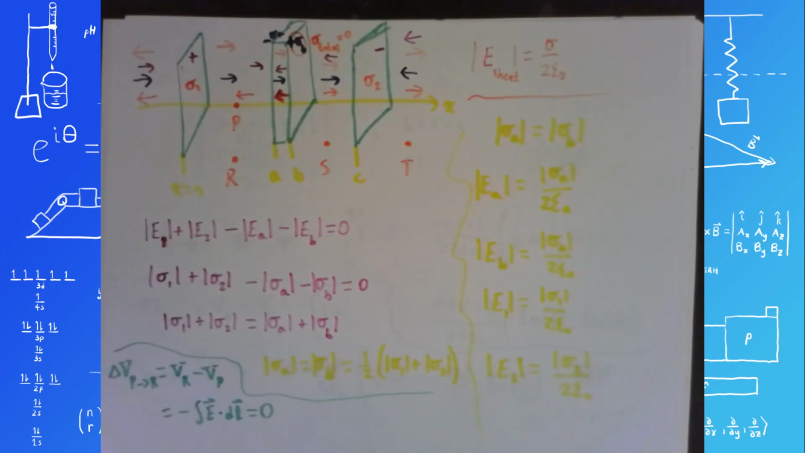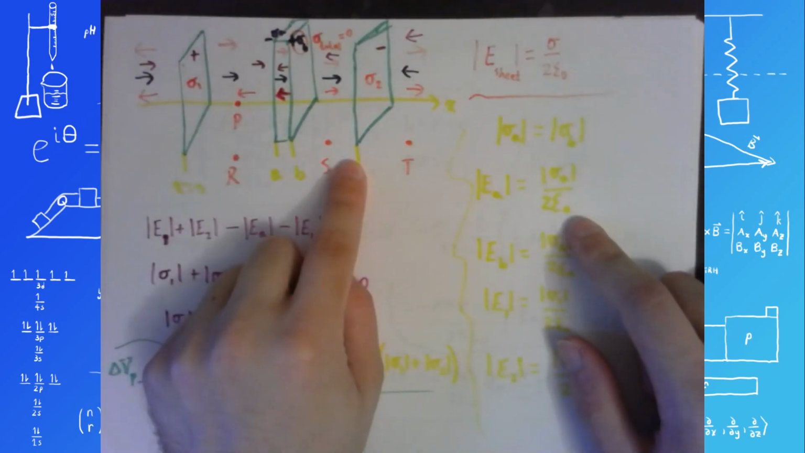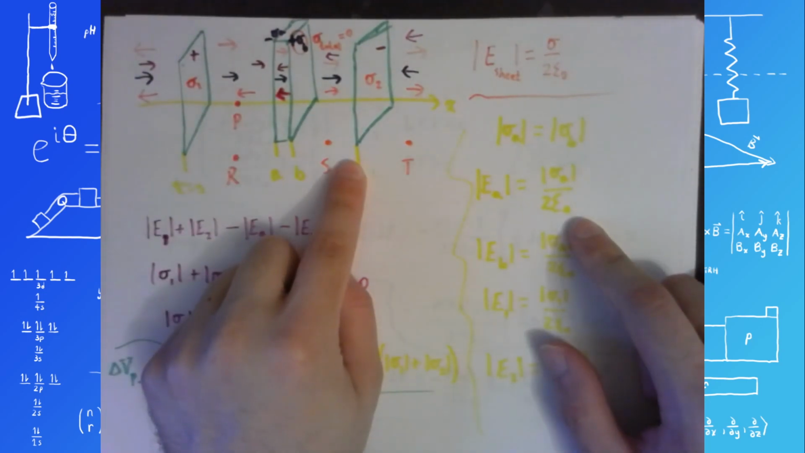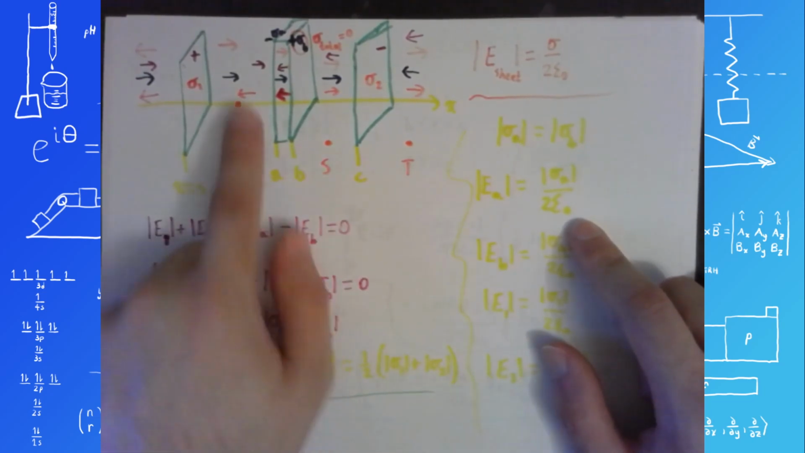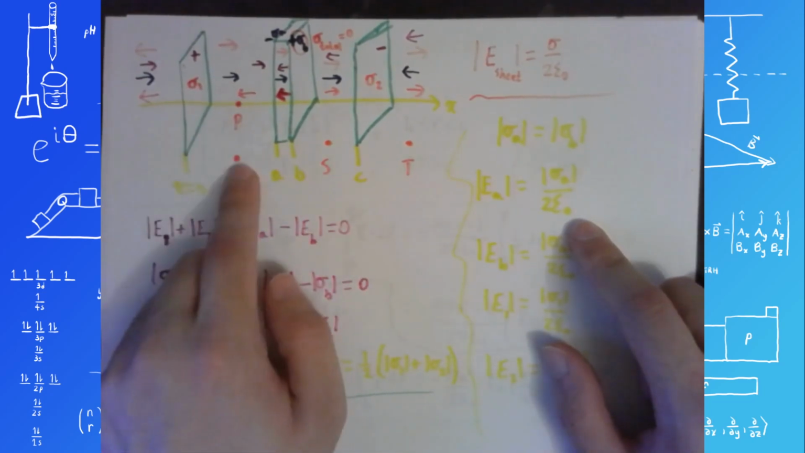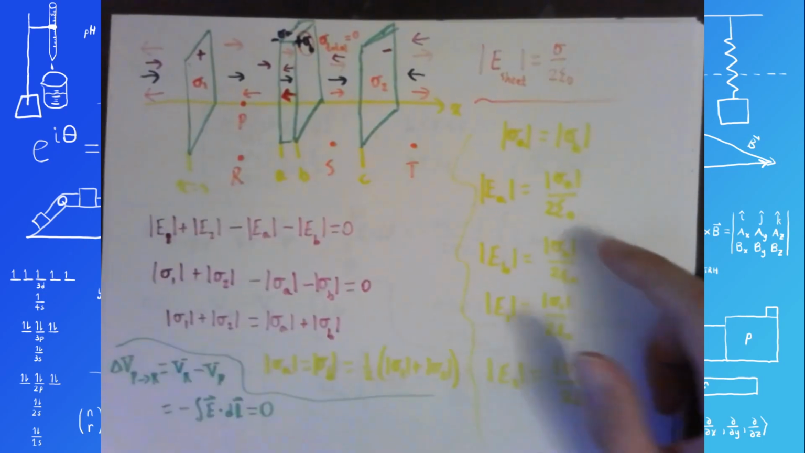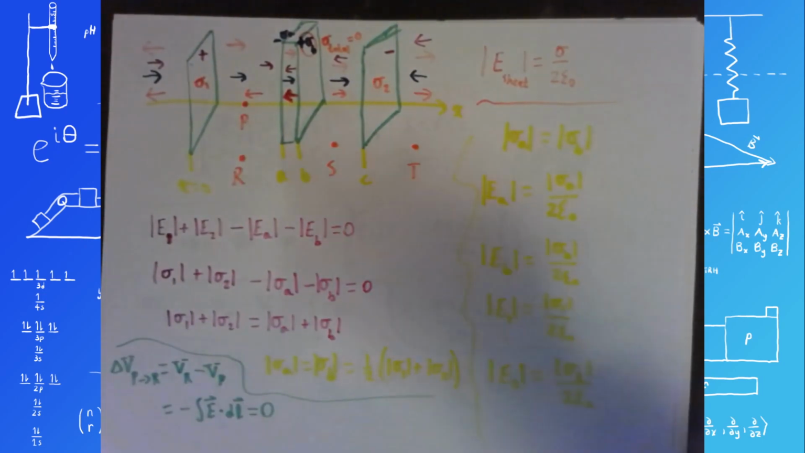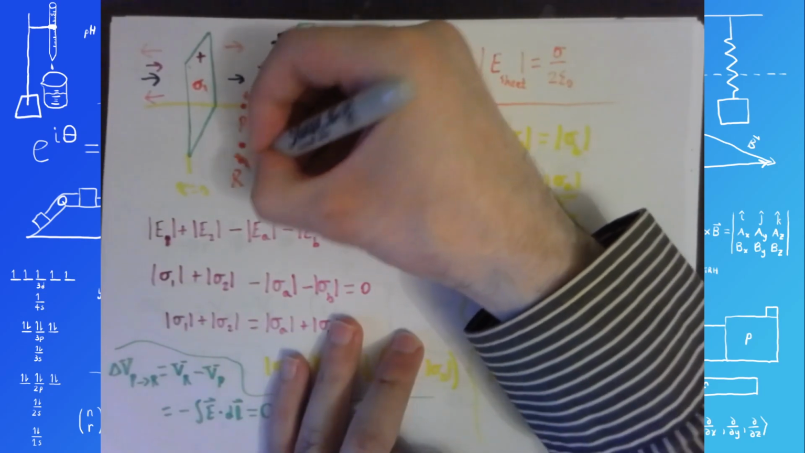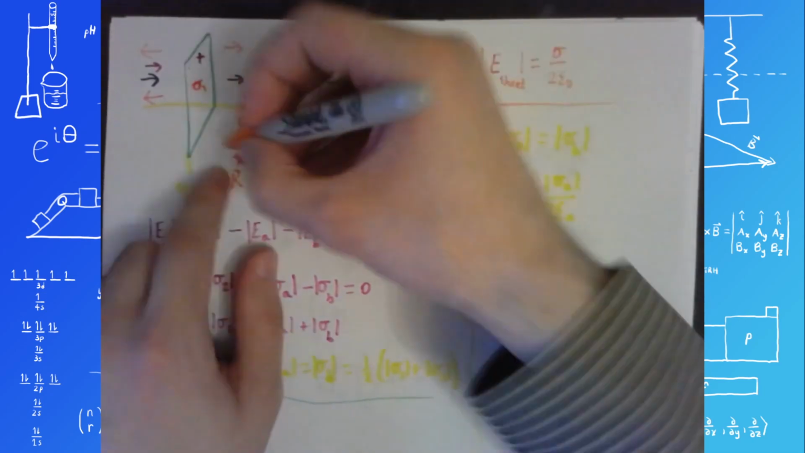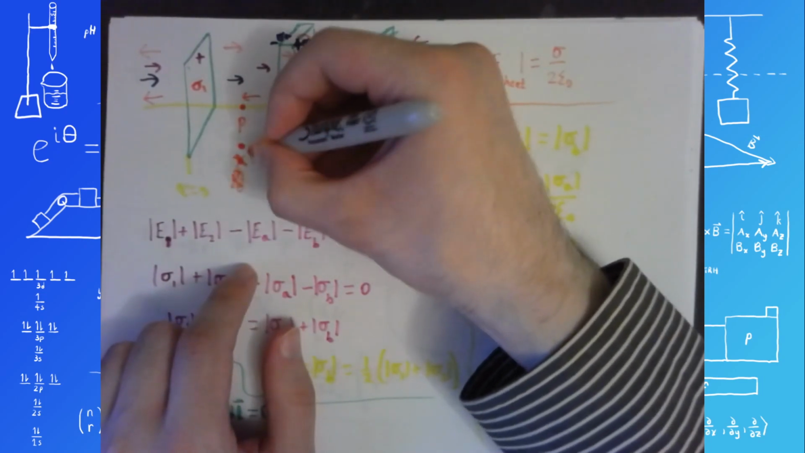Okay, next up was to calculate the potential difference from P to S. Well, we can just calculate the difference from R to S, because we know that the voltage at R is equal to the voltage at P. Starting from R and going to S, I guess I drew the R a little too low, but it should have been at the same height. Yeah, that's where point R should have been the whole time.